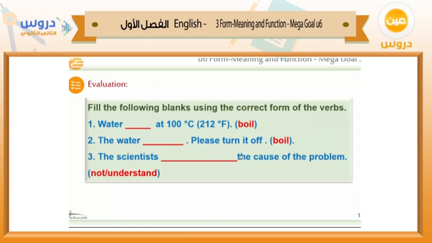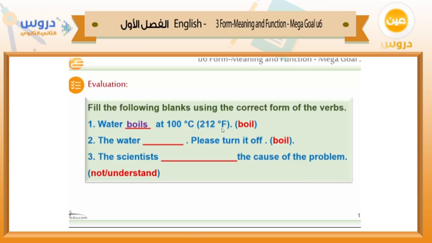Now, fill the following blanks using the correct form of the verbs. Water, I want you to use boil, at 100 Celsius or 212 Fahrenheit. So what can we say? Is boiling, boiled, boils, or boil without adding anything? What's the correct answer? Water boils.